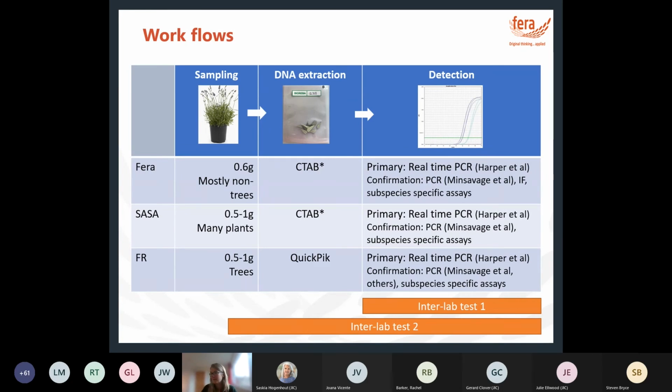If you think about interlaboratory testing, there's a variety of ways you can do it. The simplest, which I've shown as an orange bar at the bottom, called Interlab Test 1, is that we send around DNA and test that everybody is getting similar results from their real-time PCR assays. A more comprehensive test, which I've labelled here as Interlab Test 2, would be to send out leaf material that's got some sort of Xylella on it. And then you're testing both the extraction step and the detection step.